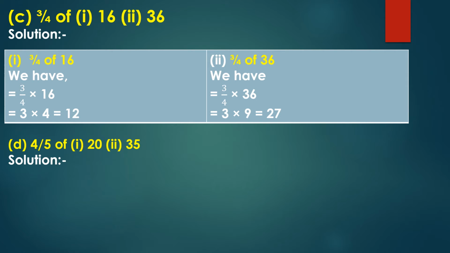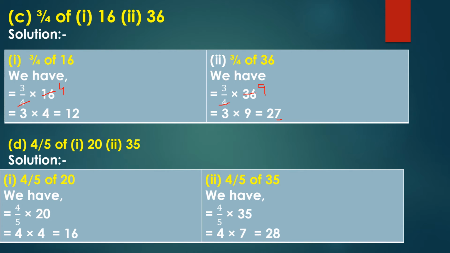So first, 3 by 4 of 16 means 3 by 4 into 16. Therefore here directly cancel 4 ones are 4 and 4 4s are 16. Therefore the remaining is 3 into 4, which is nothing but 12. And next 36. 3 by 4 of 36 equals 3 by 4 into 36. Now 4 ones are 4, 9s are 36. Therefore 3 into 9, it is 27 is the answer for the above question.